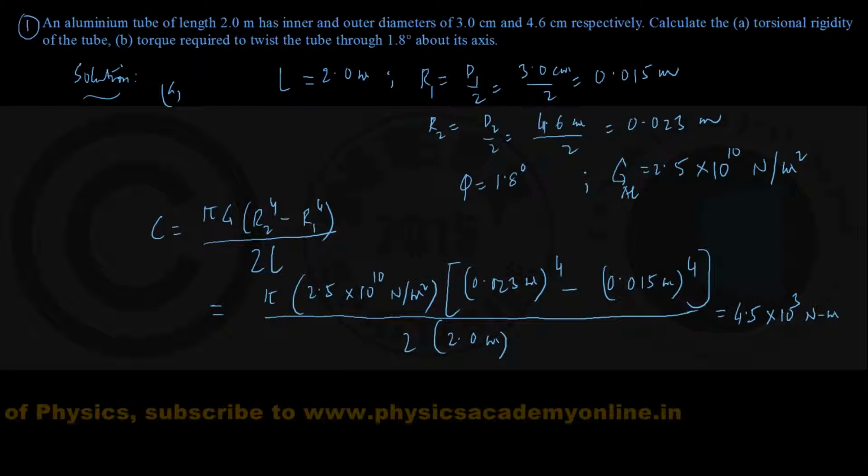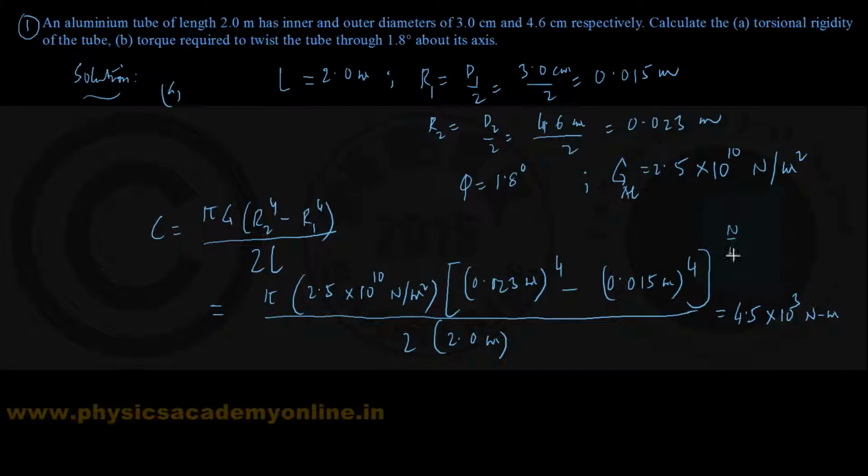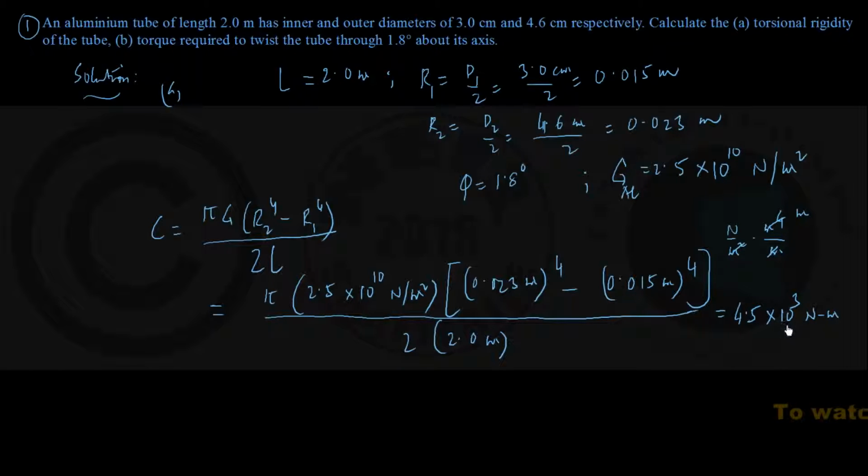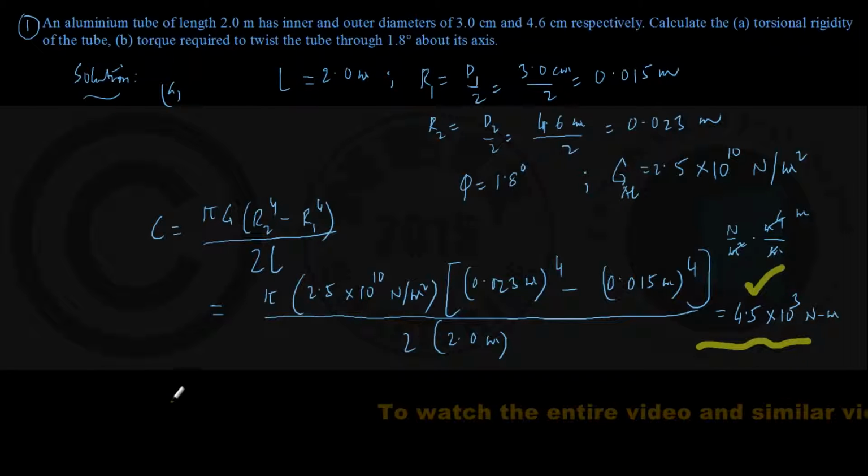You can go for a dimensional check here. As you can see, I'm showing it somewhere here, Newton per meter square, the unit of G. Then you have got here inside the bracket, unit is coming out to be m to the power 4, and then in denominator once again meter is coming. So you can see here indeed the unit is coming out to be Newton meter. Therefore, we corroborate this dimensionally, and our answer for the first part of the question is the torsional rigidity of the tube in question is 4.5 into 10 to the power 3 Newton meter.